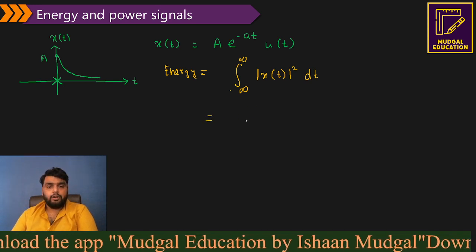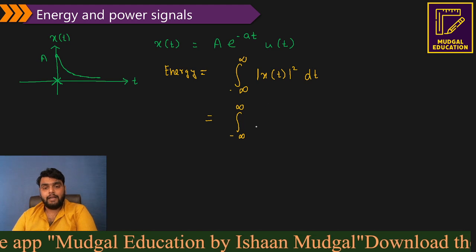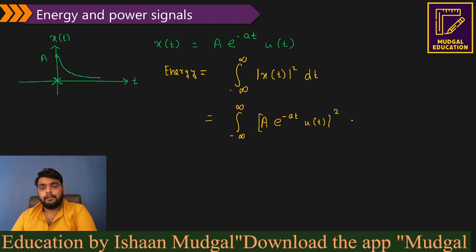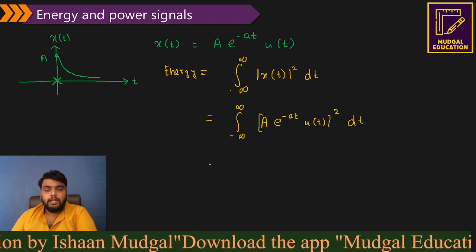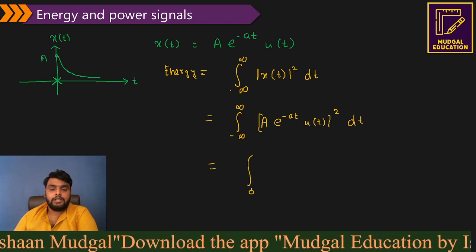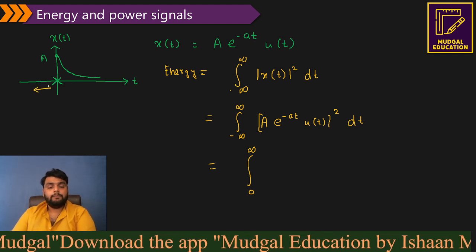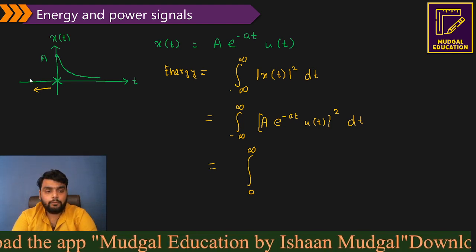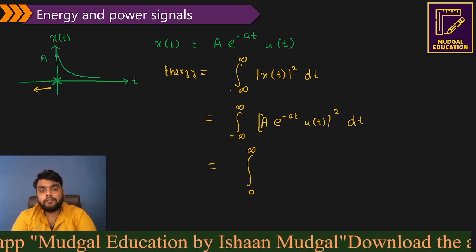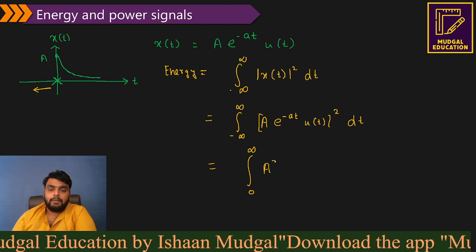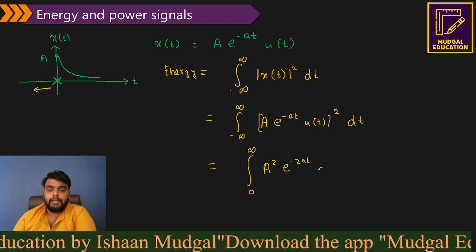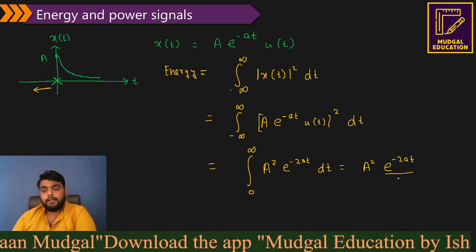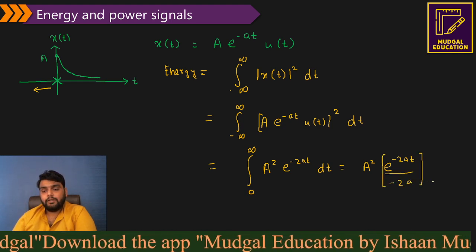Here, because we have a signal from minus infinity to infinity, if I have a signal A e raised to power minus at u(t) whole square, because this is going to be a real signal only, we only have a magnitude here. Now see very carefully, because of u(t) the interval will change from 0 to infinity, because before 0 there is no signal, so the integration limit will change from 0 to infinity. I hope you understand this. If I square inside the bracket, it becomes A square e raised to power minus 2at dt. So I will take A square common, e raised to power minus 2at divided by minus 2a, and the limit is from 0 to infinity.